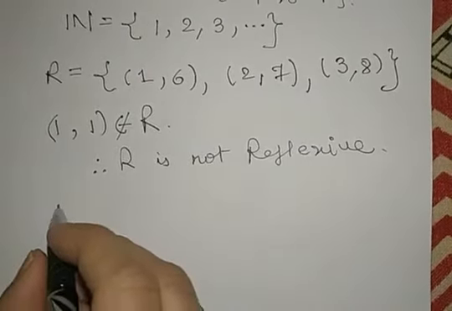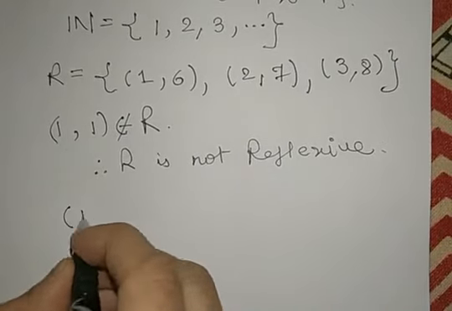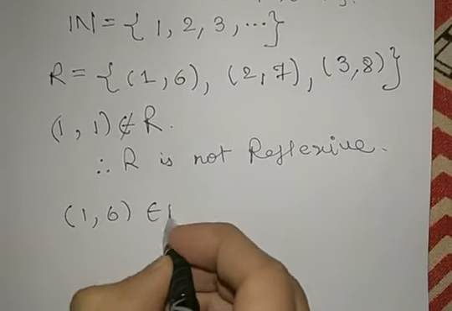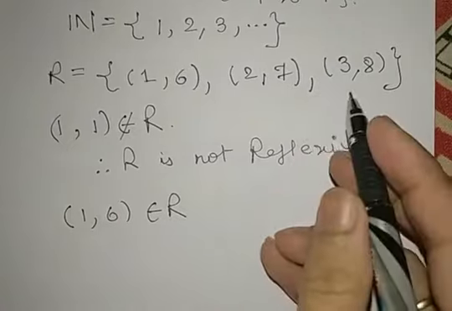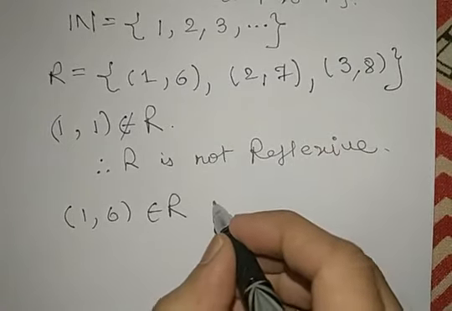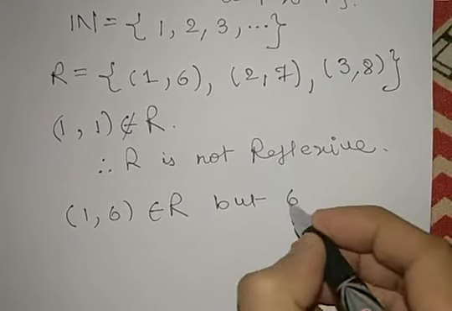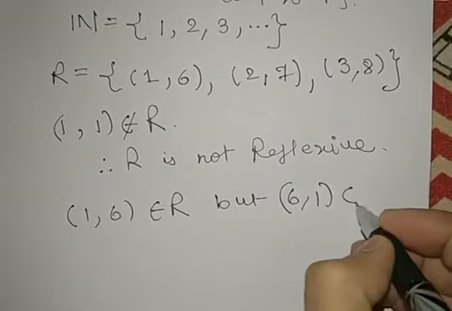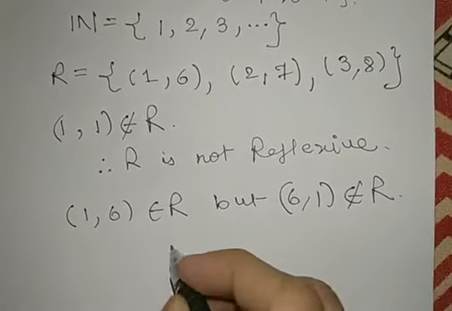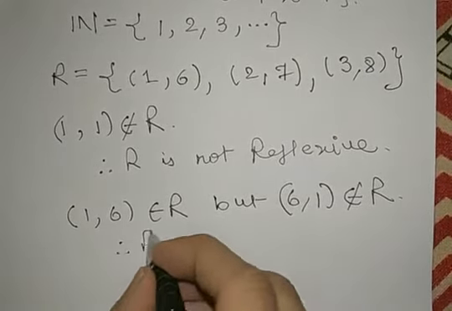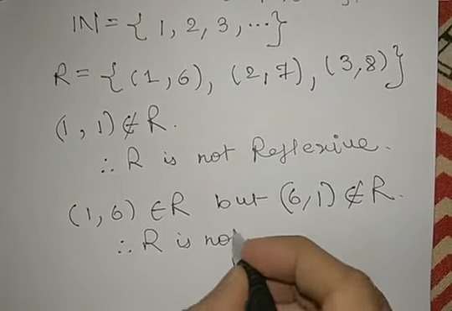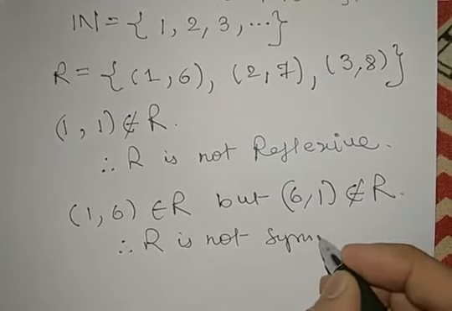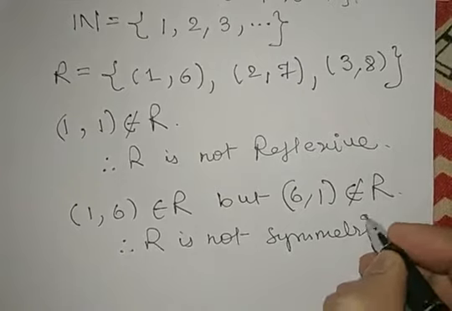Then, if (1, 6) belongs to R, then (6, 1) should belong to R. But what happens here is (6, 1) doesn't belong to R. So therefore R is not symmetric.